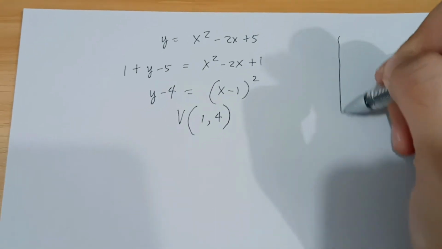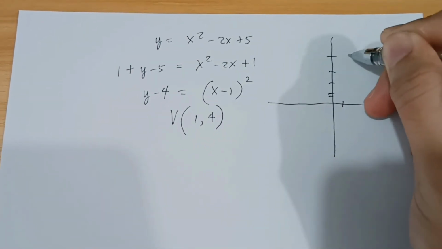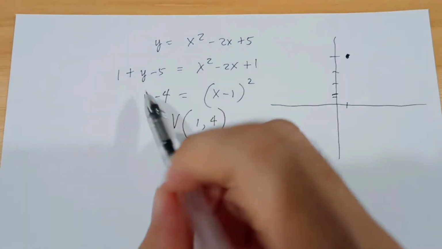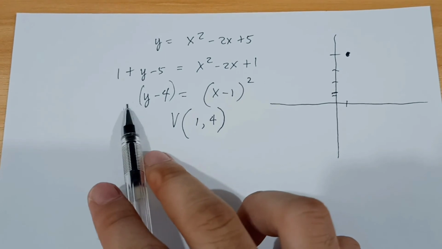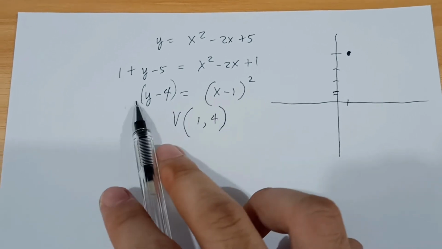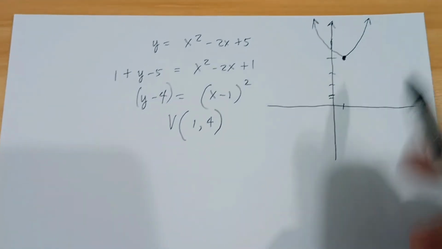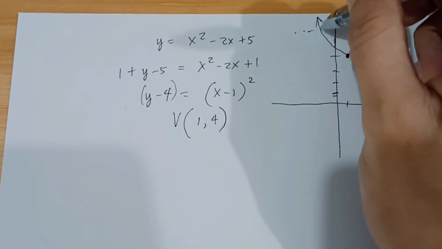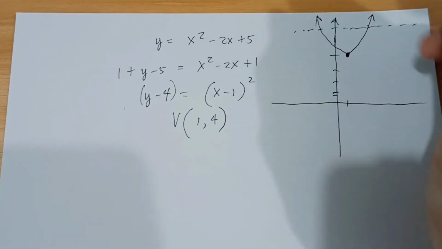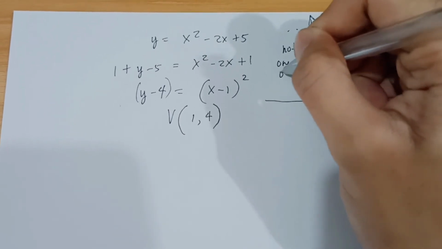So, i-graph natin siya. 1 tsaka nandito siya. Nandito yung p natin, 4p. So, 1 lang yung 4p natin. So, positive, opening upward. Pag ganyan yung parabola natin, pag nag-horizontal line test tayo dyan, tumama siya sa 2 points. So, not 1 to 1 function.